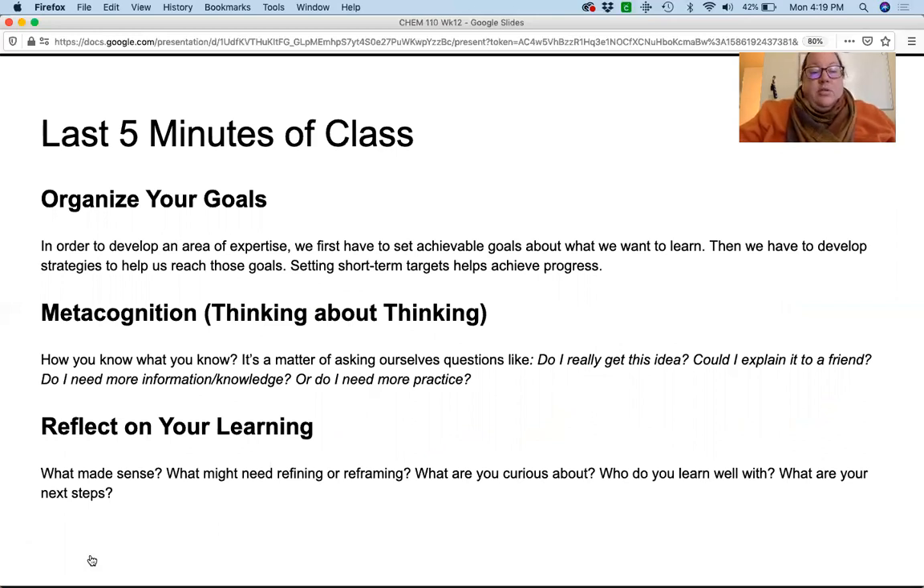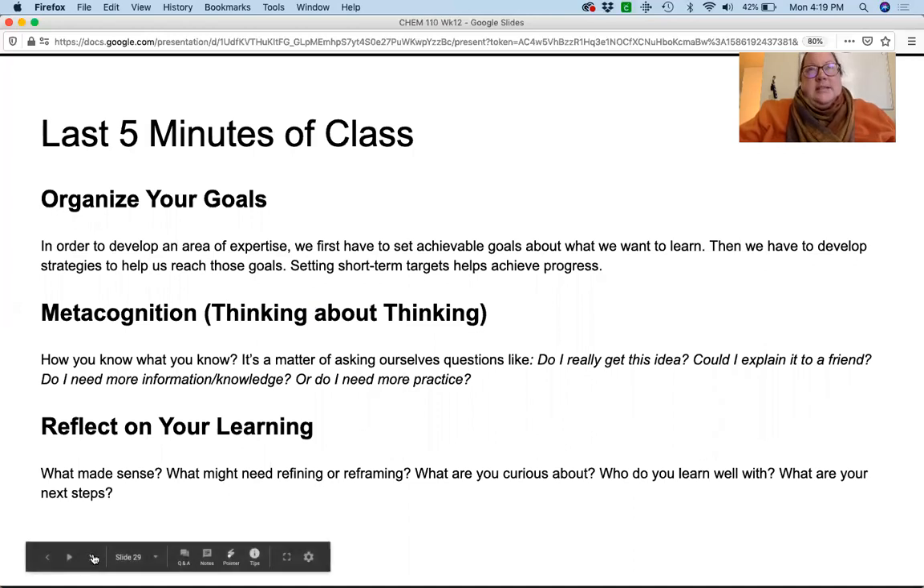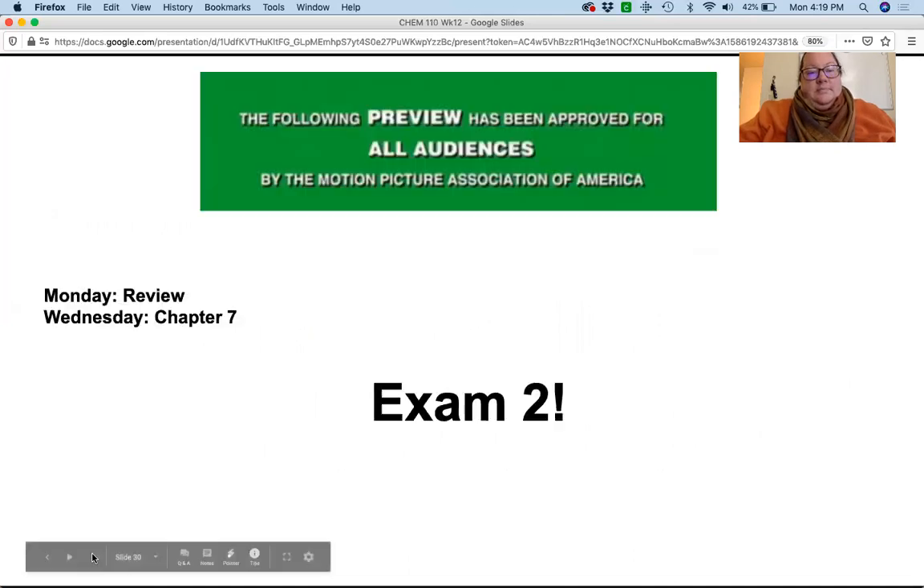And then reflect on your learning. What was it that made sense? What might I need refining or reframing? And what are you curious about? Who do you learn well with? And what are your next steps? If you do that, you'll be ready to go for Wednesday's class, and you'll certainly be ready for exam 2.